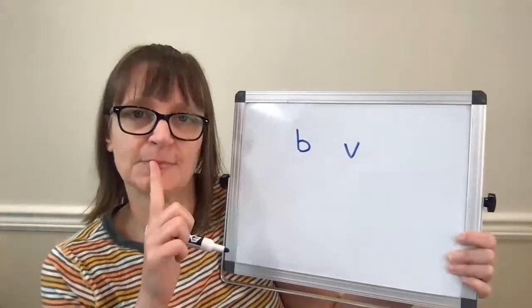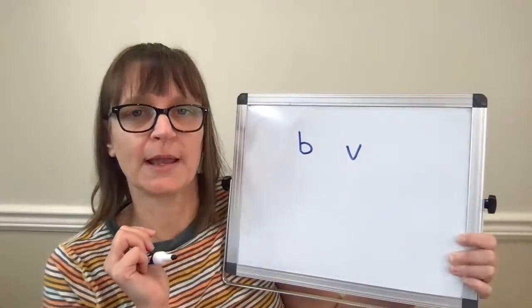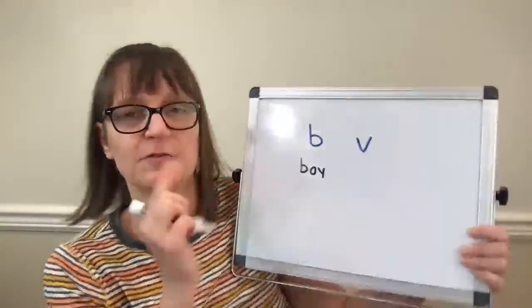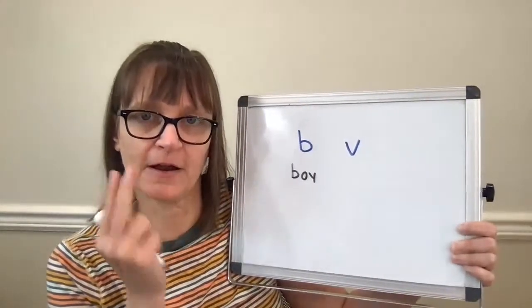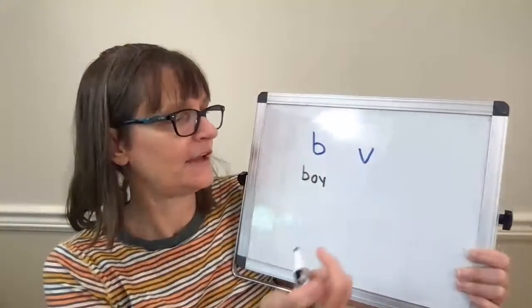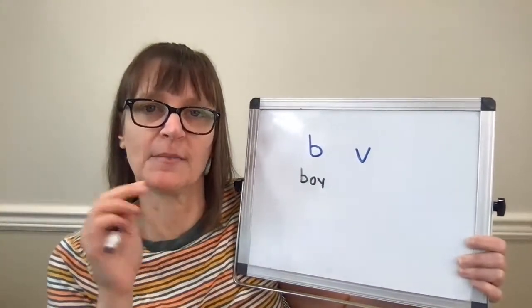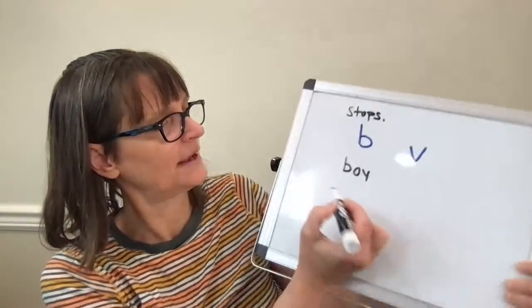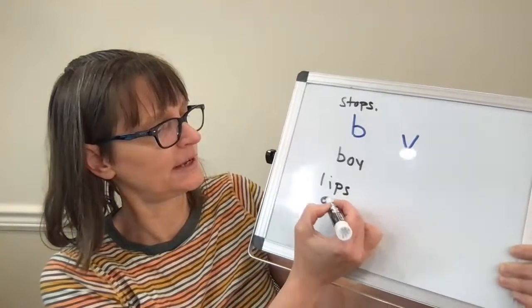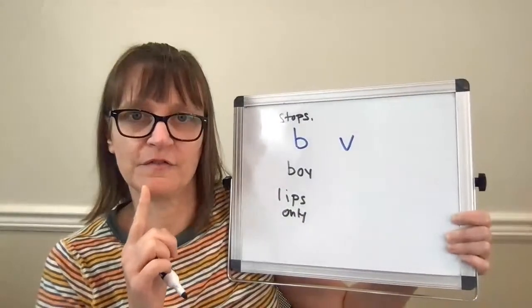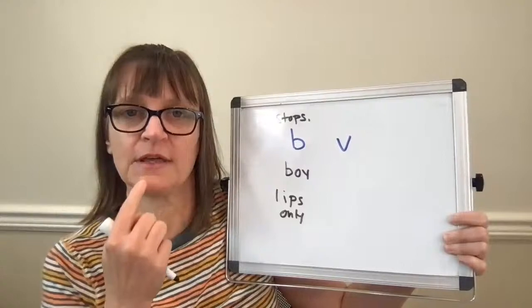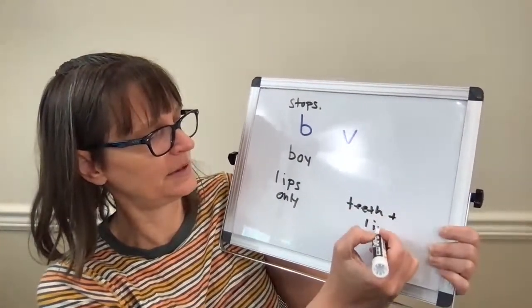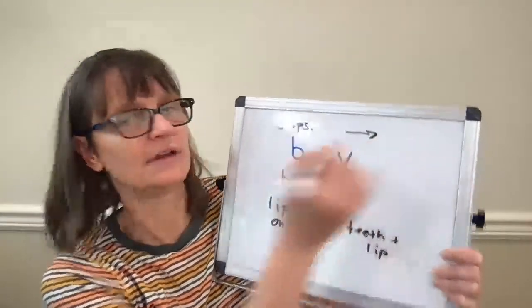The B sound is made with the lips. So if I'm saying a word like berry or boy, let's do boy, I have to put my lips together, block the air, and then release. Boy. If I'm doing the V sound, the air continues. So the B sound stops, and it's made with lips only. The V sound, v, is made with my upper teeth and my lower lip. So teeth plus lip, and the sound continues.